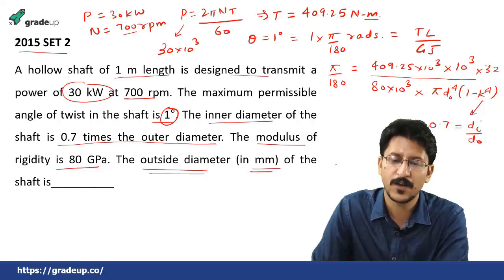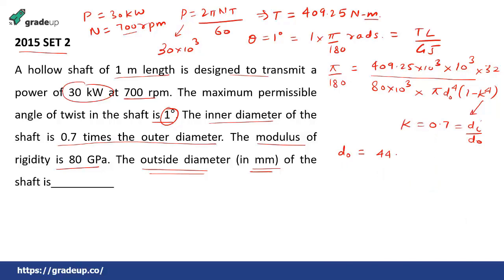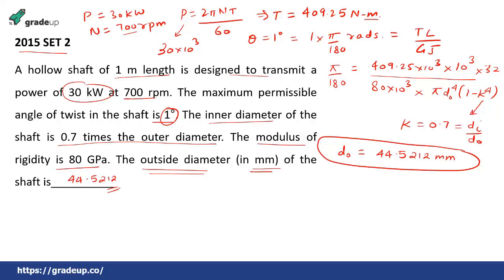On supplying these values, we will get the value of outer diameter as 44.5 mm. Very simple. You just need to calculate the things, keeping the units uniform throughout on both sides, and you will get the answer as 44.5212 mm. Let us continue.